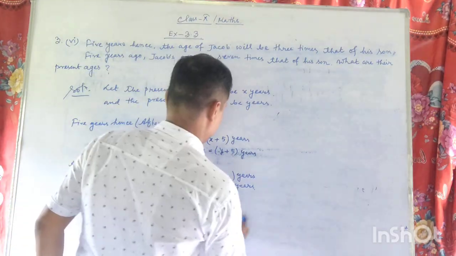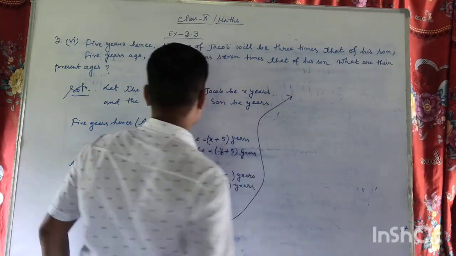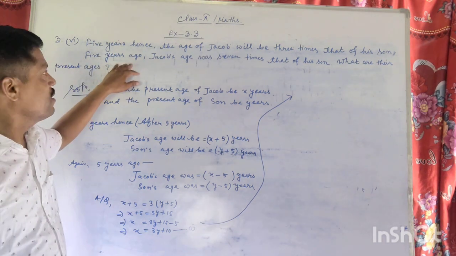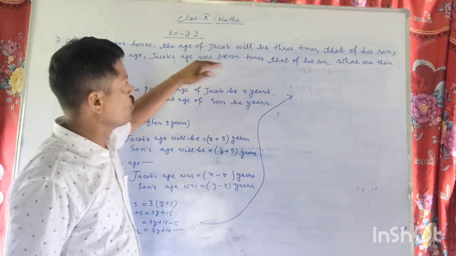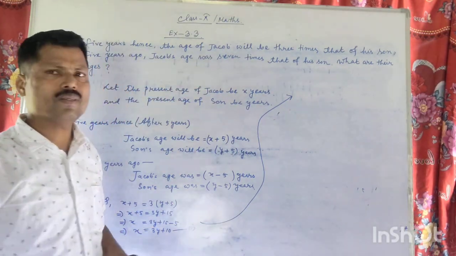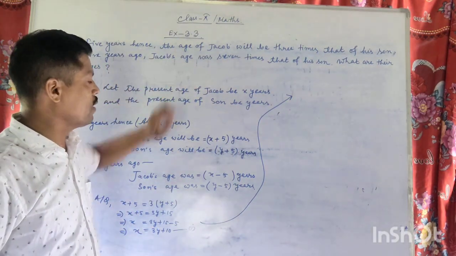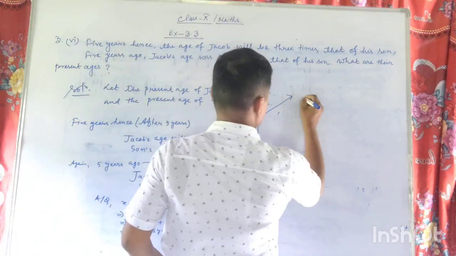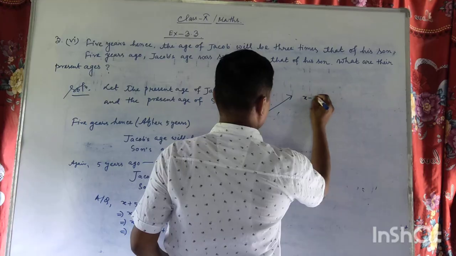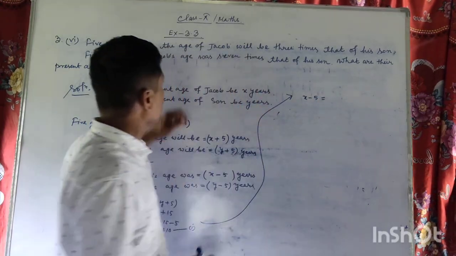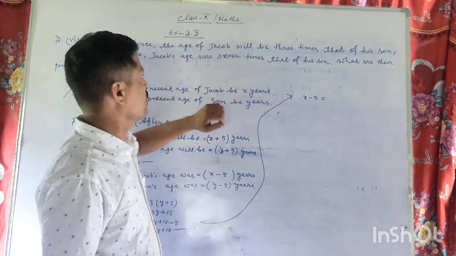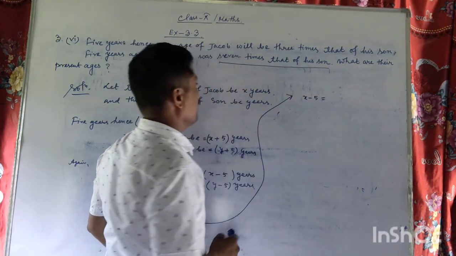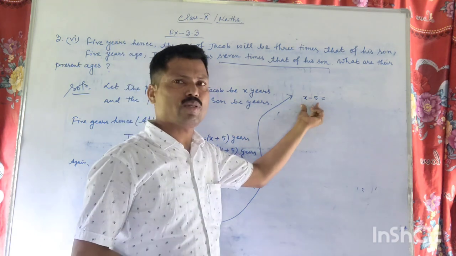Again in the second condition, 5 years ago, Jacob's age was 7 times that of his son. So we have to write this first. Jacob's age was x minus 5. So in place of that, Jacob's age 5 years ago is written as x minus 5.